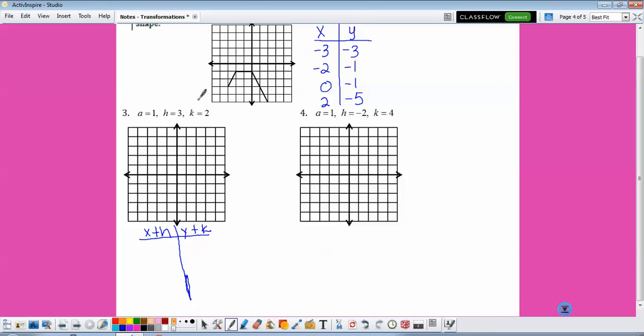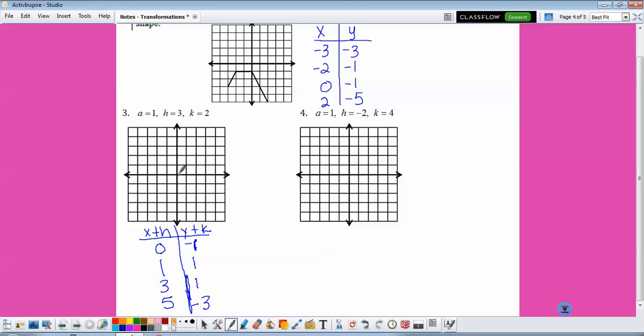So -3 plus 3 would be 0. -2 plus 3 is 1. 0 plus 3 is 3. And 2 plus 3 is 5. Then we're going to add K, which is 2, to all the y values. So -3 plus 2 is -1. -1 plus 2 is +1. -1 plus 2 is +1 again. And -5 plus 2 is -3.